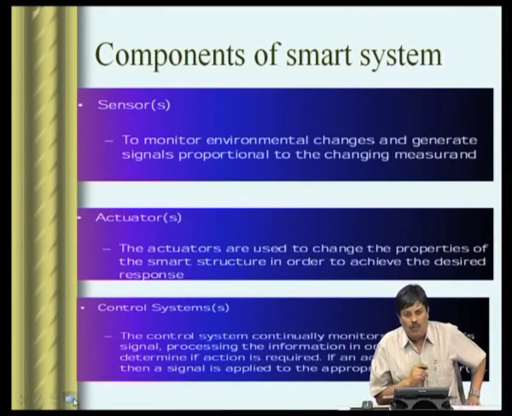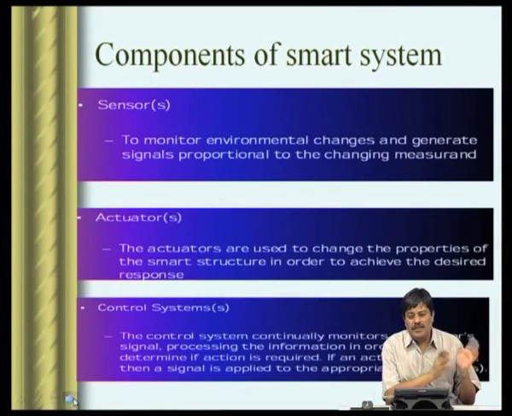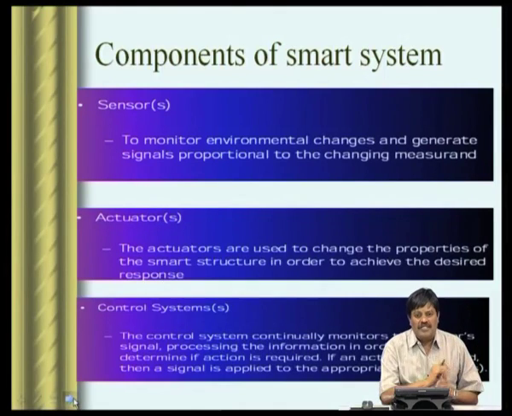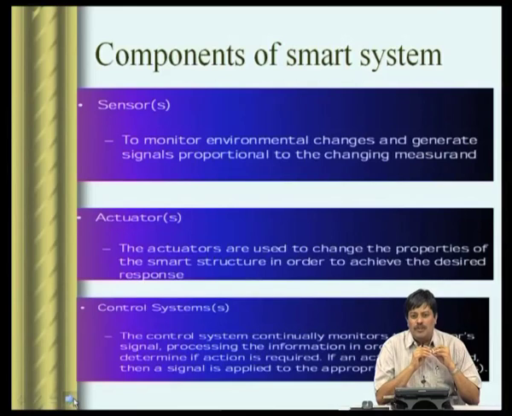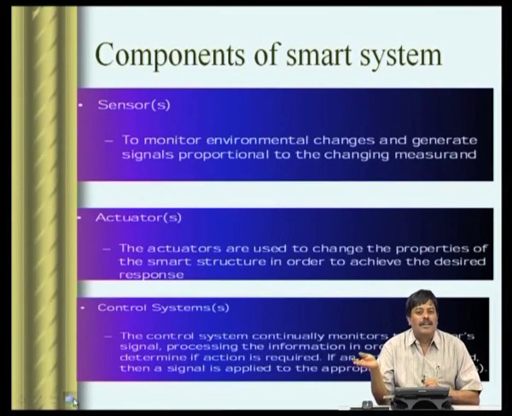So, let us understand what are the functions of each of these, what they do in a smart system. Let us talk about the first component, that is a sensor. The basic function of a sensor is to monitor the environmental changes and generate signals proportional to the changing measuring parameter. We call it a measurand. The measuring parameter could be an electrical signal, a temperature, or optical properties or whatever it could be.